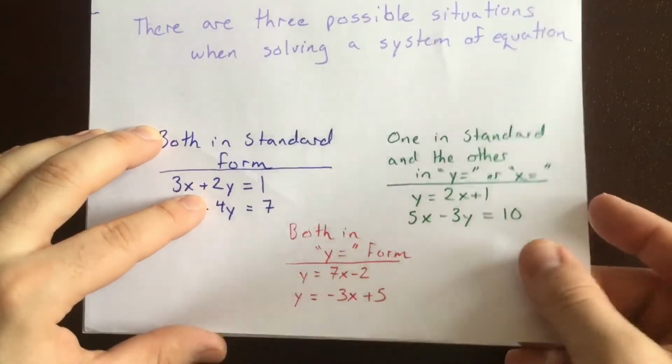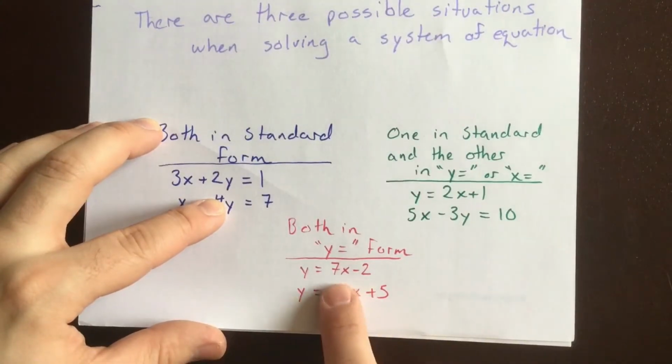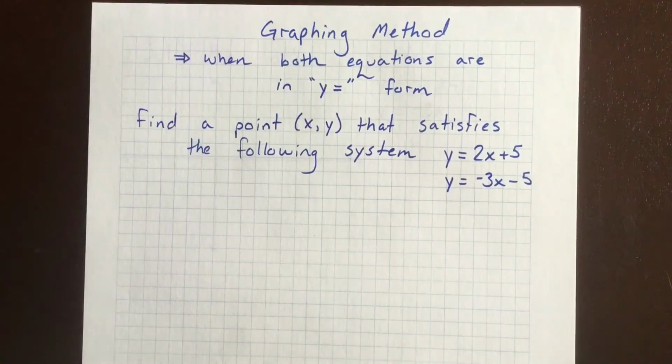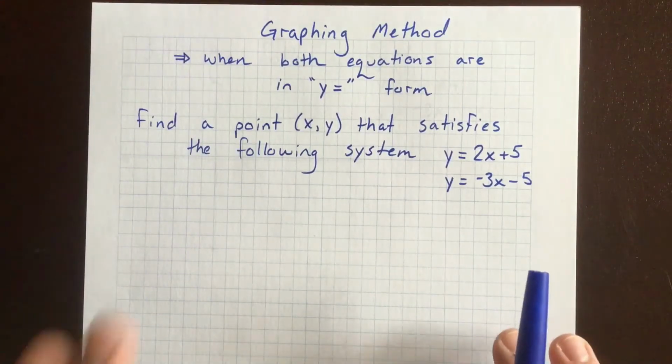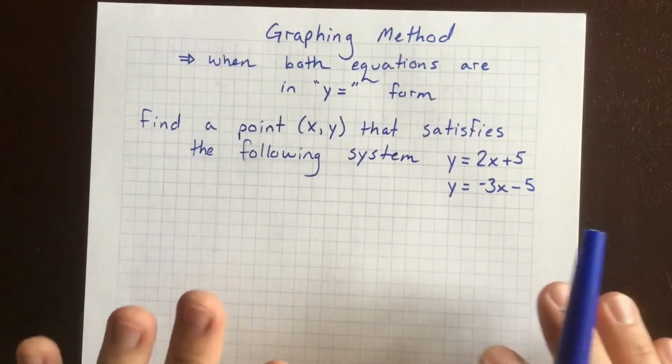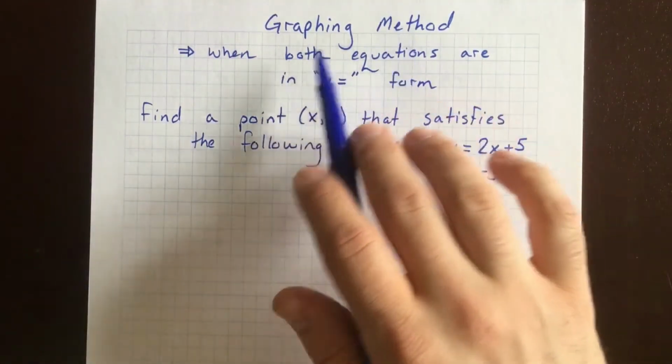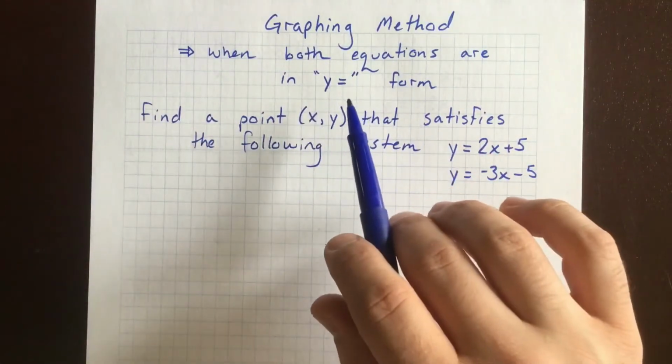So how do you solve a system of equations? How do you find the point that satisfies both when they're written in y equals form? We call it the graphing method, because essentially what we're going to be doing is graphing the two functions. If you've seen this before, you know exactly what we're going to be looking for when we graph them. But if you haven't yet, you'll see in these examples. The graphing method is the preferred method when both equations are in y equals form.